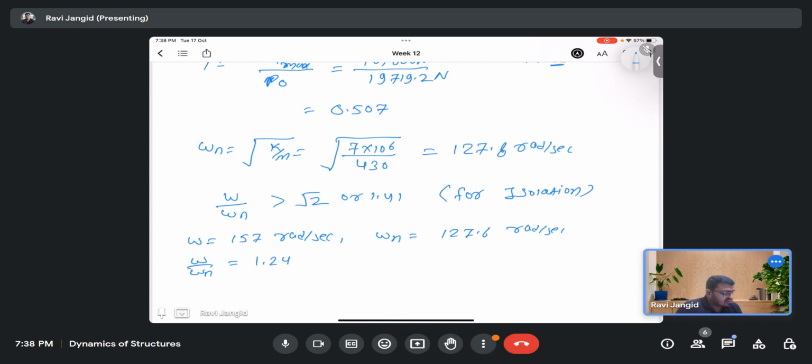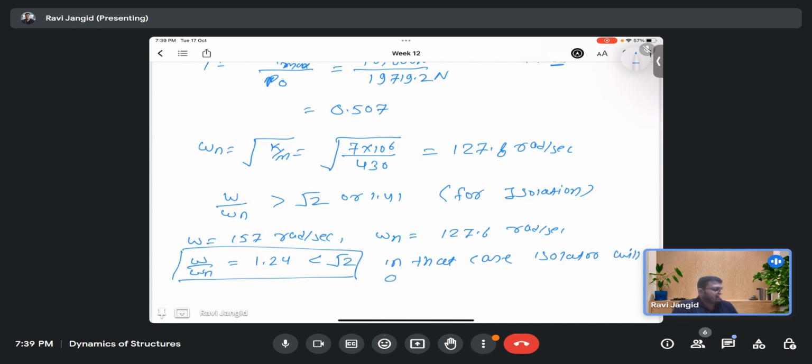Okay, so it is less than root 2, which means it will not give me the effective isolation. So what do I need to do, so that my isolation is effective? In that case, the isolator will amplify the force.